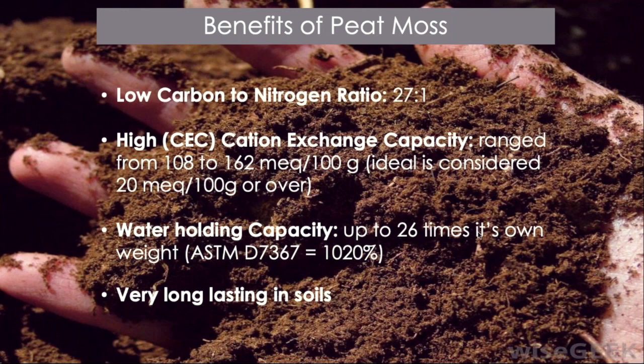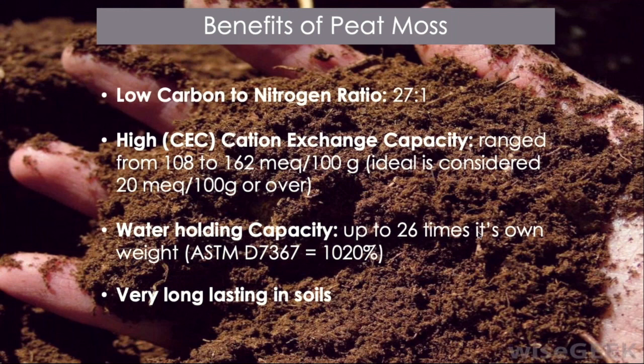Another benefit is the cation exchange capacity. Well, that's incredibly high in peat moss. It's really astronomical. And that's the soil's ability to hold on to nutrients to make them available to our plants. So peat moss has a very high CEC. That's beneficial. We really want to have a reserve of nutrients on site for our revegetation.